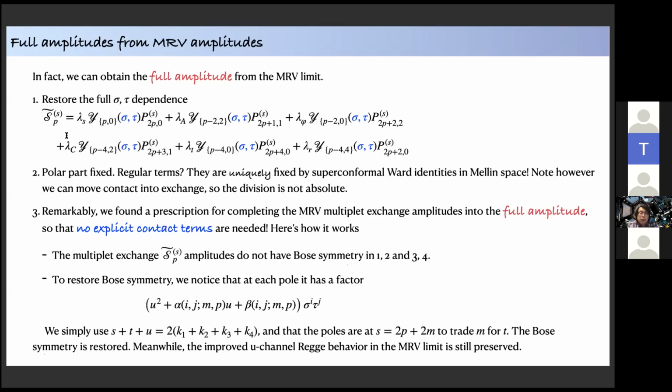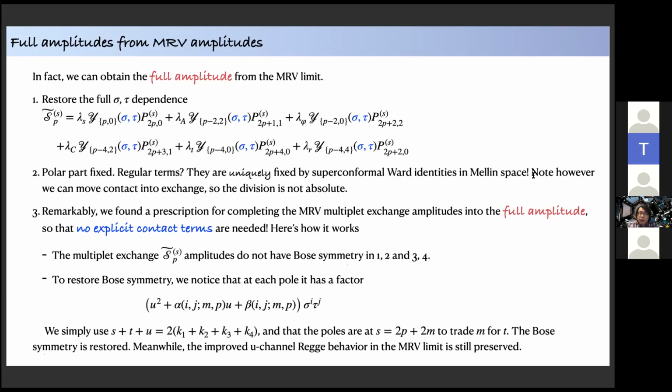We use this exchange contribution from each multiplet in the 4-point amplitude, and that fixes all the singular terms, all the poles in the amplitude. But there could still be some regular terms which are missed in this procedure. So it turns out that these additional regular terms can be uniquely fixed by imposing superconformal Ward identities in Mellin space.